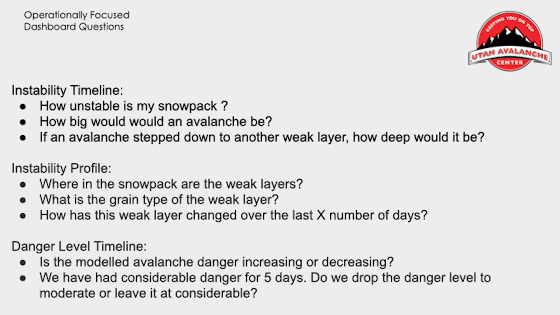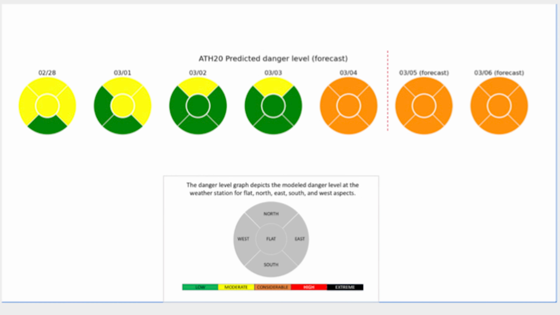And the third display that I wanted to highlight is the danger level timeline. We really wanted to highlight, how has the model danger level changed over time? Is it increasing, decreasing? And then the other aspect that we hope to use this tool for is understanding over forecasting events and how that danger level has changed. I have a persistent weak layer. I've been forecasting 5 days in a row, considerable danger. Is it time to drop it back to moderate, or do I still keep it at considerable and keep crying wolf, or potentially crying wolf? So again, this is for a single elevation band where the station is run.